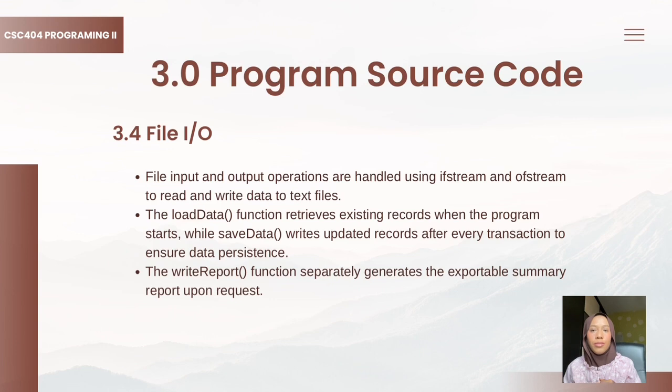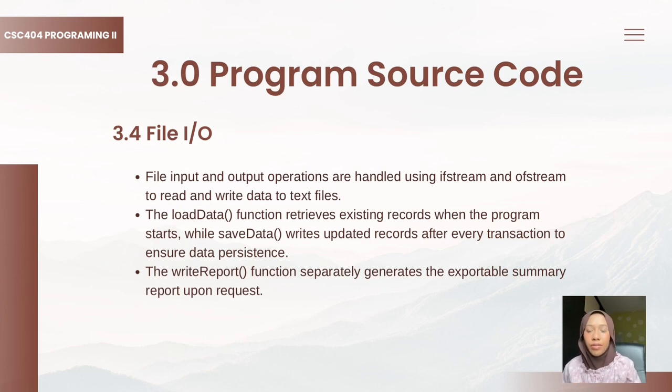In this program, all file input and output operations are handled using 2 stream classes. The first one, ifstream, for reading data, and ofstream for writing data to text files. We have 3 main functions that manage this process. First, the load data function. This retrieves existing records when the program starts, so nothing is lost between sessions.